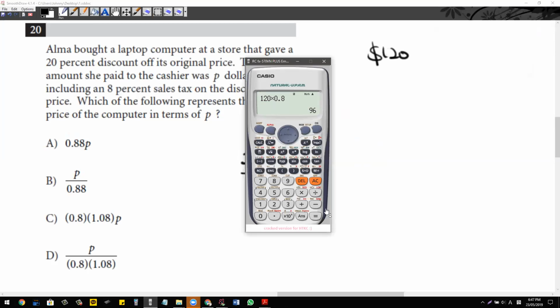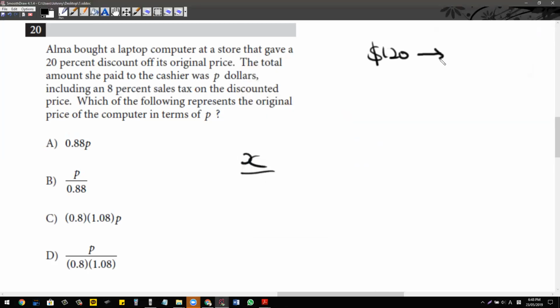Do you notice something? That's a better way of doing it. So you just take 80% of the original price, then you get the price that you have to pay. So you see $120 became $96, right?